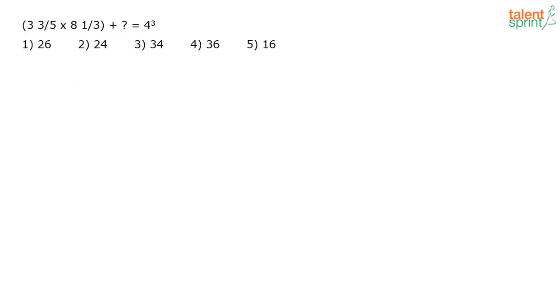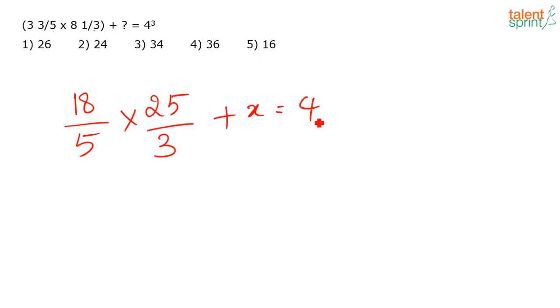3/5 into 8 1/3 plus question mark is equal to 4 cube. Again here, whenever it is multiplication, convert it into improper fractions, because it will be very easy to cancel terms. Okay. So what is 3/5? 5 3s are 15. 15 plus 3 is 18, correct? 18/5 into 8 1/3. 8 3s are 24. 24 plus 1, 25. 25/3 plus x is equal to 4 cube.